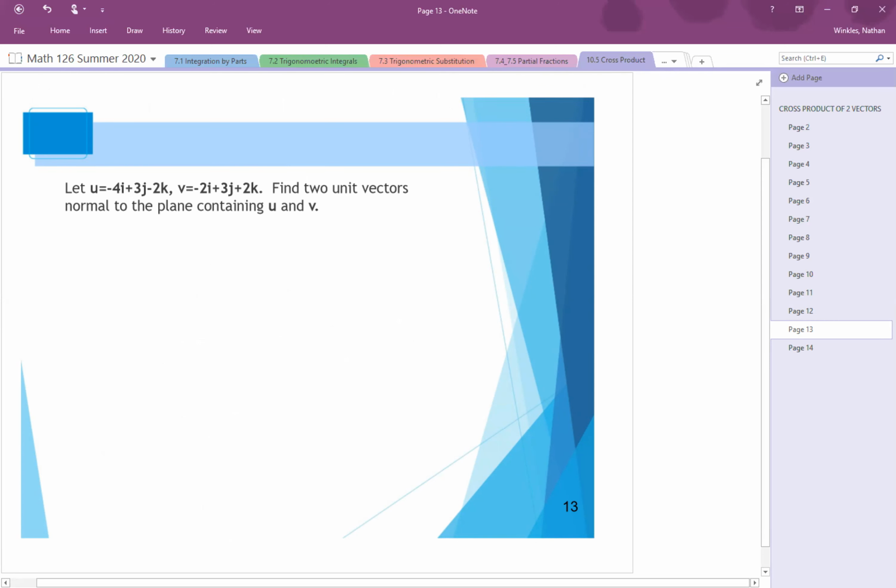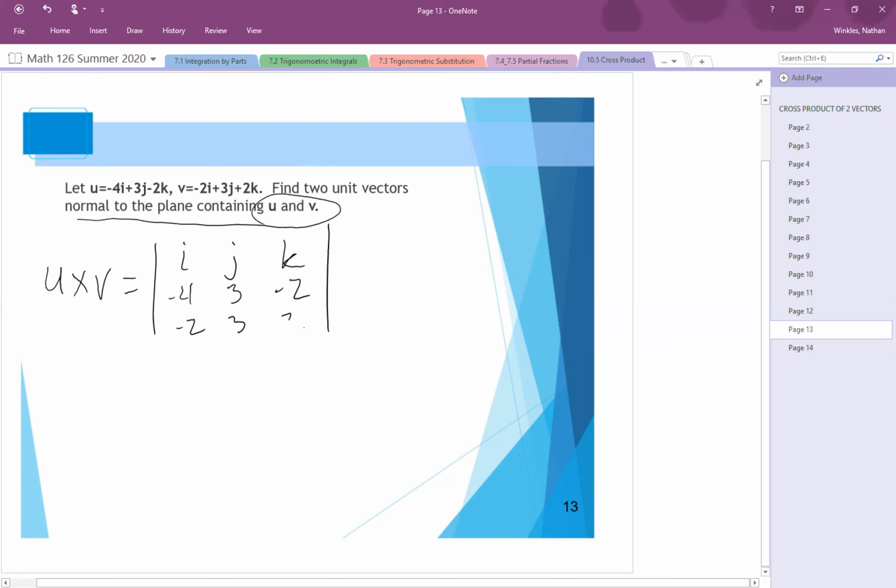So we're told let U equal negative 4i plus 3j minus 2k, V equals negative 2i plus 3j plus 2k, to find two unit vectors normal to the plane containing U and V. All right, so we're looking for a vector normal to the plane containing U and V. So we need to find U cross V. So U cross V is negative 4, 3, negative 2, negative 2, 3, 2.